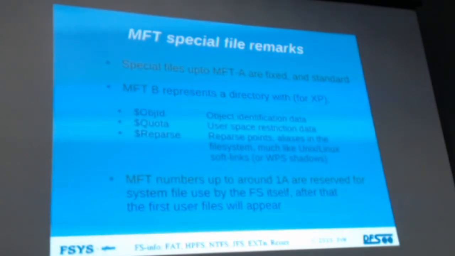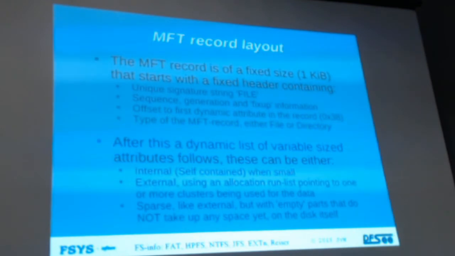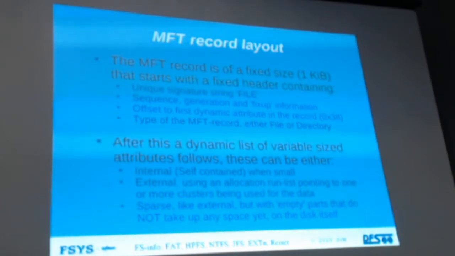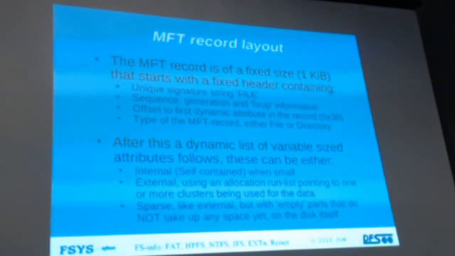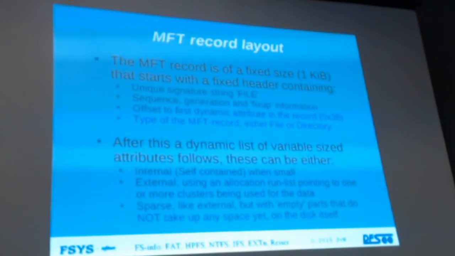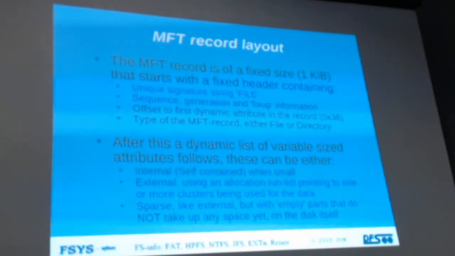More details about special files. An MFT record is just a collection of attributes, and the attributes are of variable size. So if you know that structure and you know how to interpret it, you can just walk that chain of attributes to see what's in the MFT record. By default, they're just 1 kilobyte, but they can be chained. So if the MFT record is full, it will just chain to the next one.